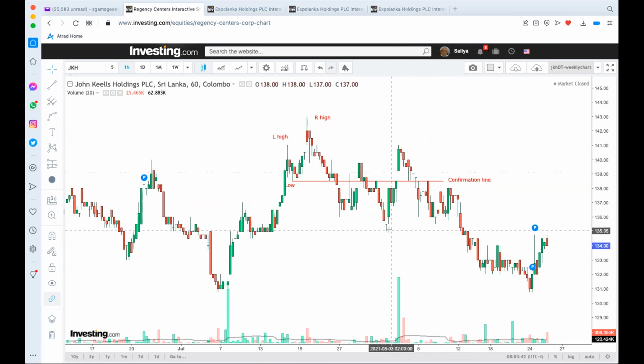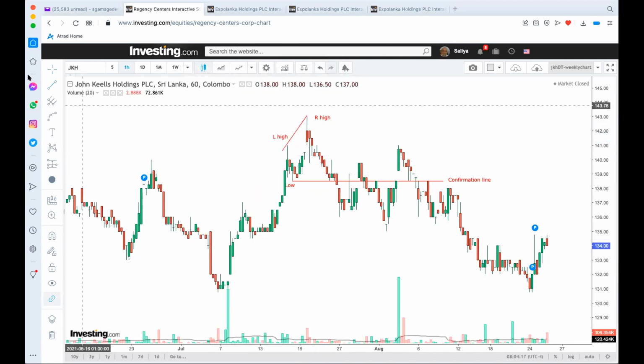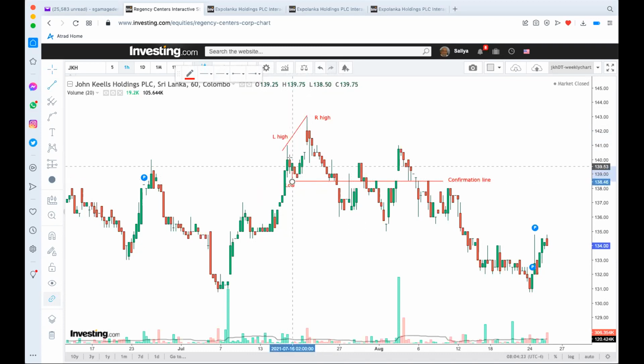When it comes down, you can see that this low is higher than this. But again, when it went up towards this confirmation line, it refused to stay and break above that. So the prices are falling, right? So if we go for a projection here, where we are connecting the left high and the right high, right? And then we make use of this low.